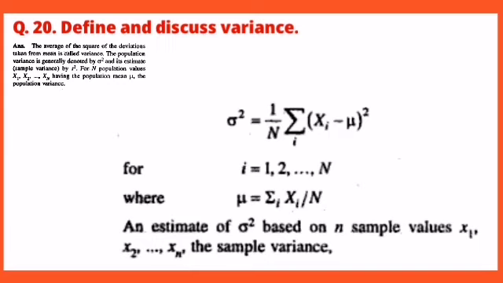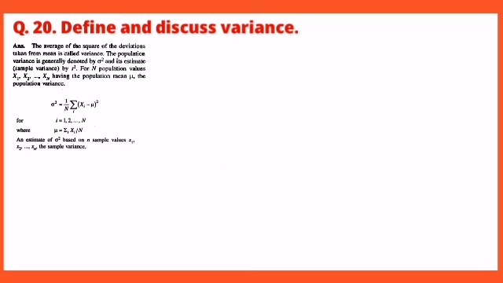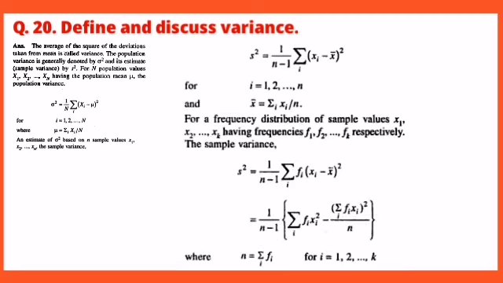for i equals 1, 2, up to n, where mu equals sum of xi divided by n. An estimate of sigma squared based on n sample values x1, x2, up to xn, the sample variance, s squared equals 1 divided by n minus 1, sum of (xi minus x bar) whole squared, for i equals 1, 2, up to n, and x bar equals sum of xi divided by n.